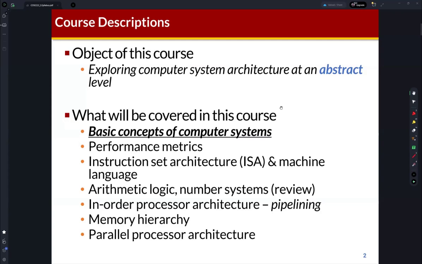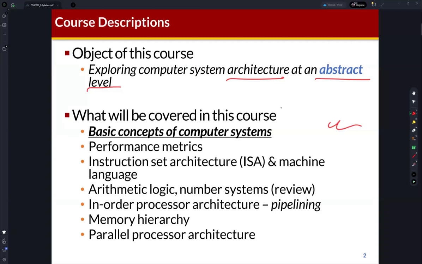Let's see the objective of this course. So what is the objective of this course? In this course, we will explore computer system architecture. Same word, but at an abstraction level. We will learn about the concept of abstraction, maybe in the next class.